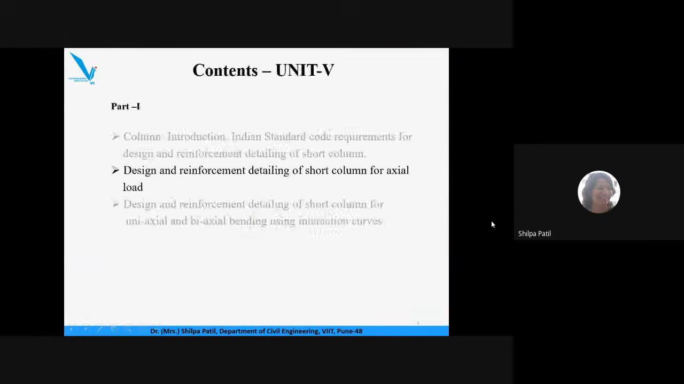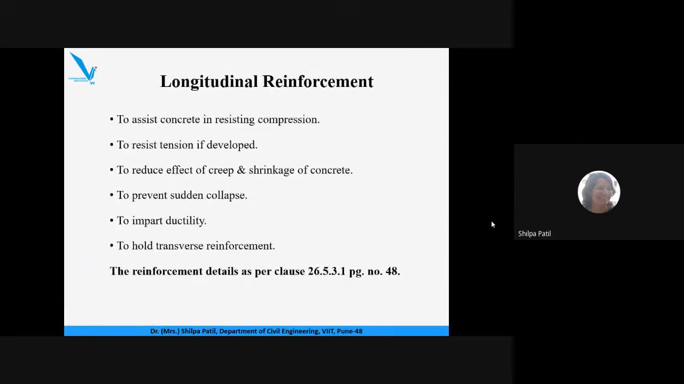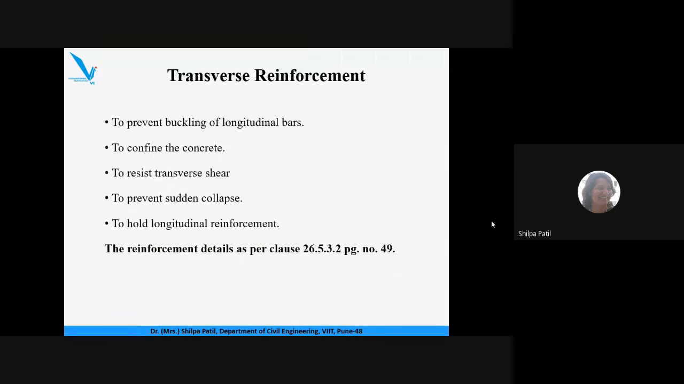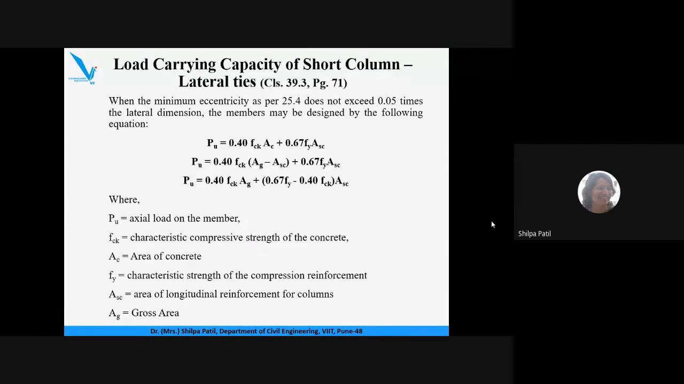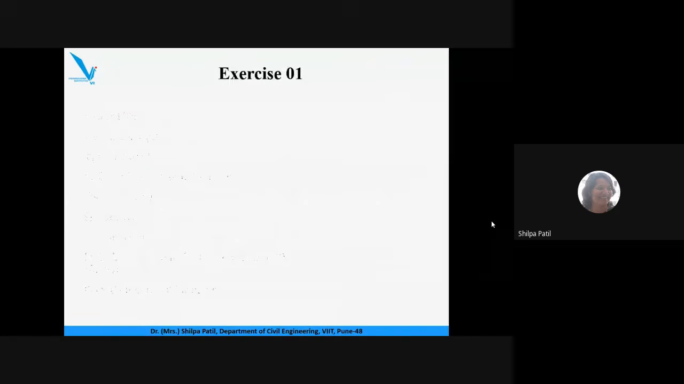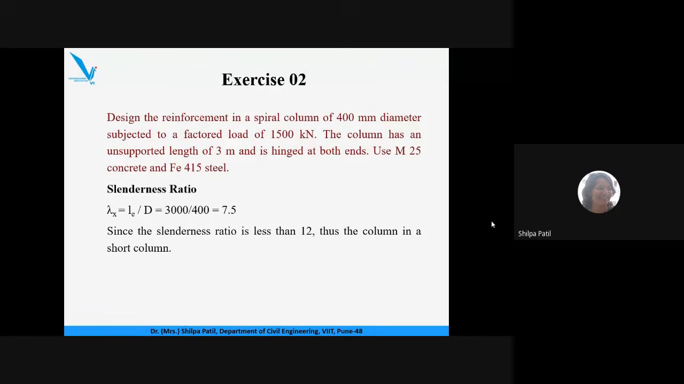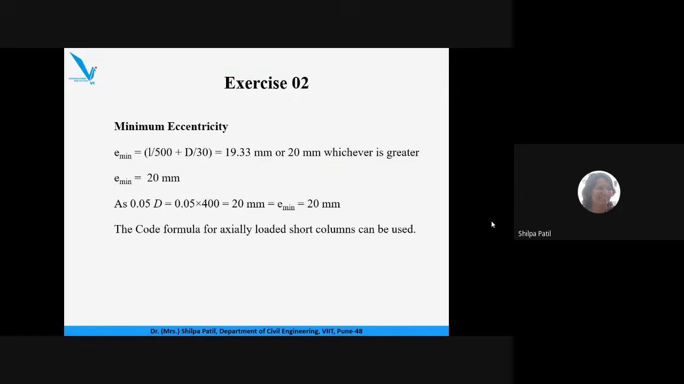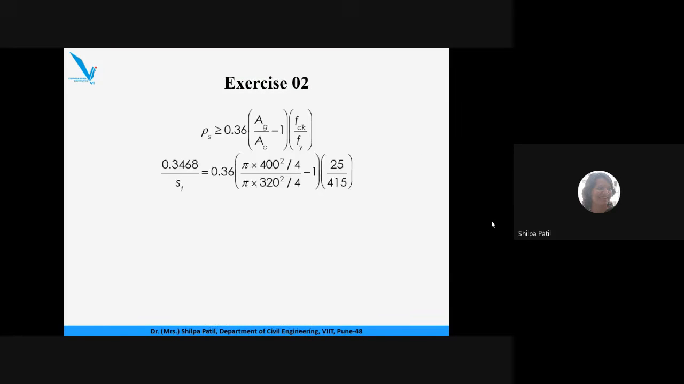Now, yesterday we have seen how to calculate the longitudinal and transverse reinforcement for an axially loaded short column. We completed one example in which we calculated the longitudinal reinforcement as well as transverse reinforcement, which includes the calculation of lateral ties. And the second problem we completed was for spiral reinforcement.